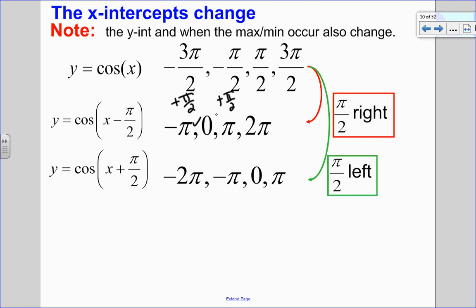Negative pi over 2 plus pi over 2 is 0. Let's see if it also works the other way, if I subtract when I'm moving left. So if I have pi over 2 and I subtract pi over 2, you can see, yes, I get 0, sorry. And when I subtract pi over 2, I also get pi. So it looks like that's working.